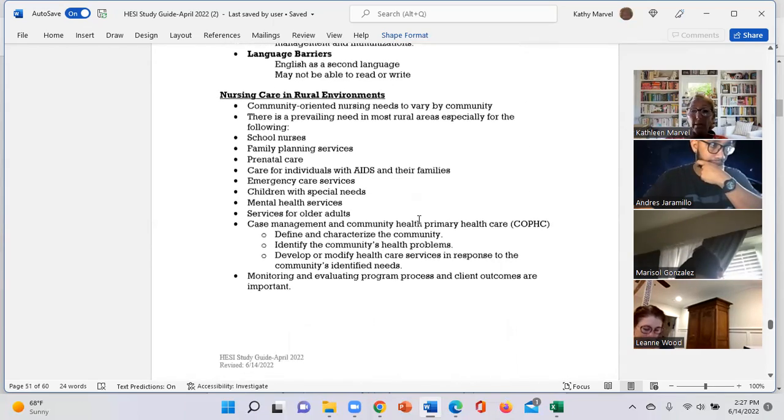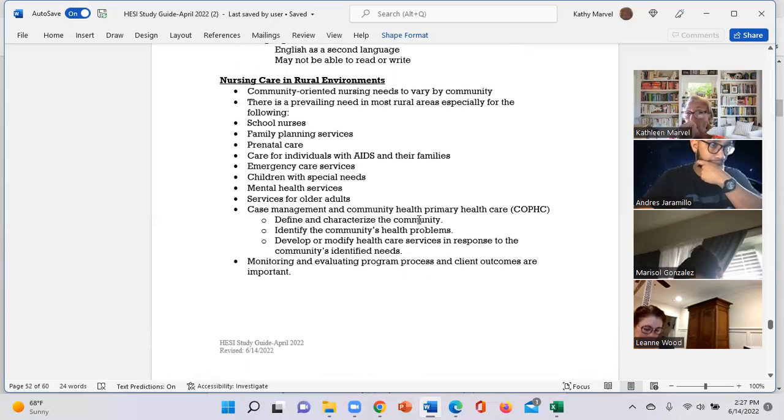And then the last part of this section goes through nursing care. What's our role in the rural environment? What could be our role in the rural environment?